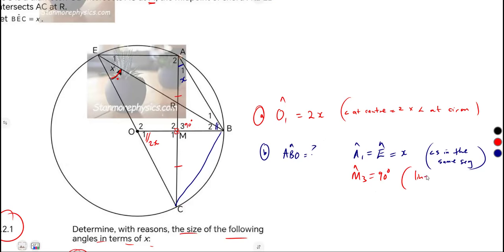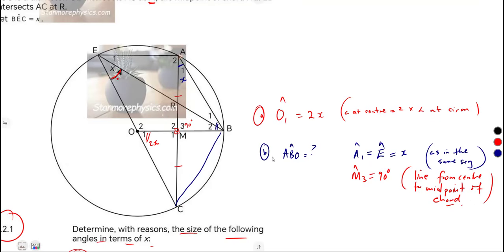So here I can say line from center to the midpoint of the chord. So that is the concept that you're simply going to use. Since M is the midpoint, remember those have concept.